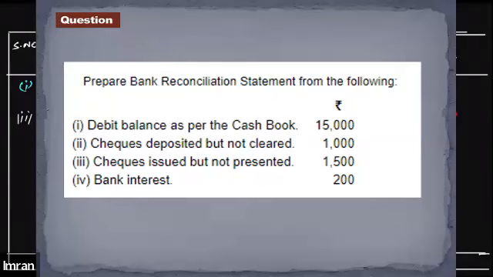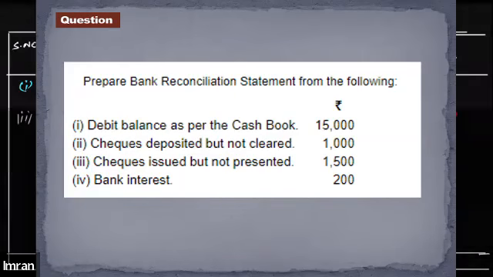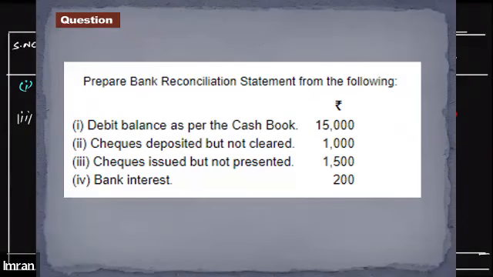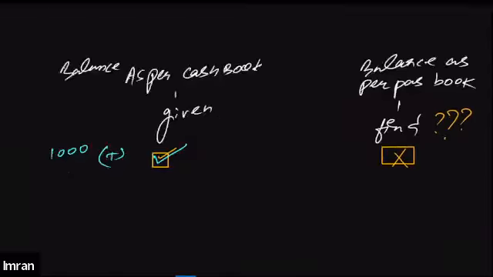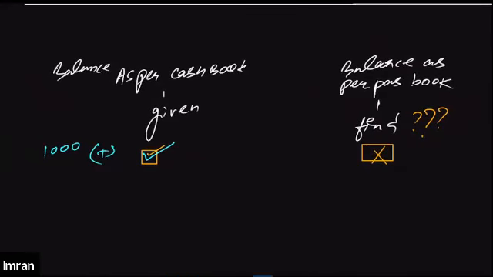Okay. Now, moving on to the third event, third transaction. It says that check issued but not presented. Value is 1500. Now, let's see. Check issued but not presented basically means that check issued. Sir, what do you mean by check issued? Check issued basically means that we have made a payment of rupees 1500 to, let's suppose, a supplier through check, and this check is not presented to the bank for the payment.